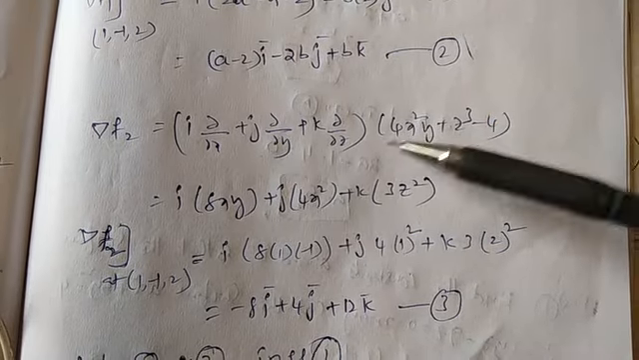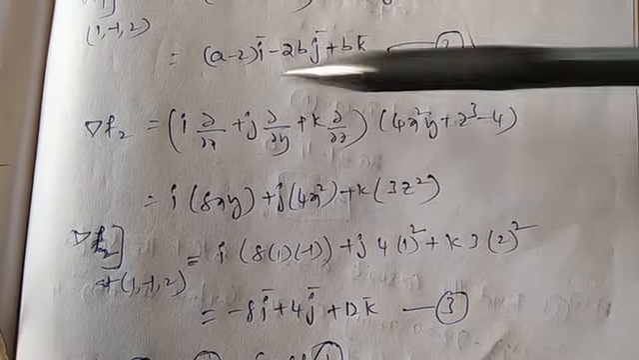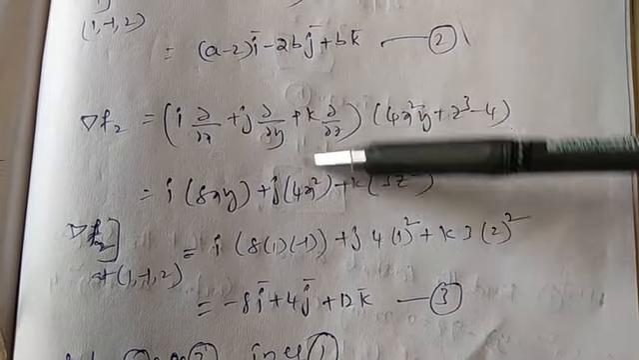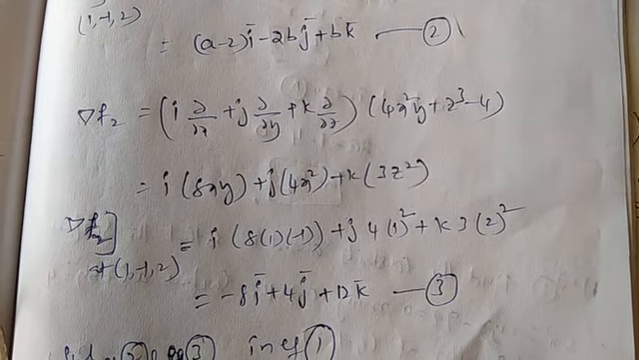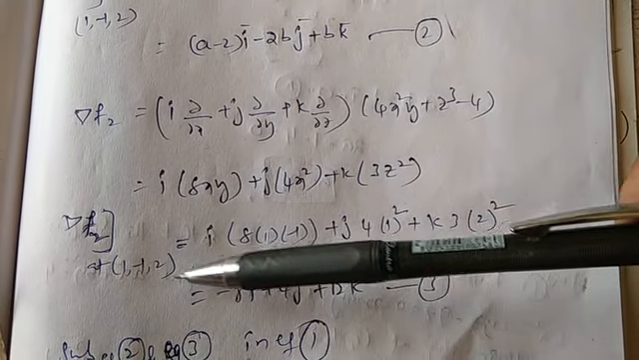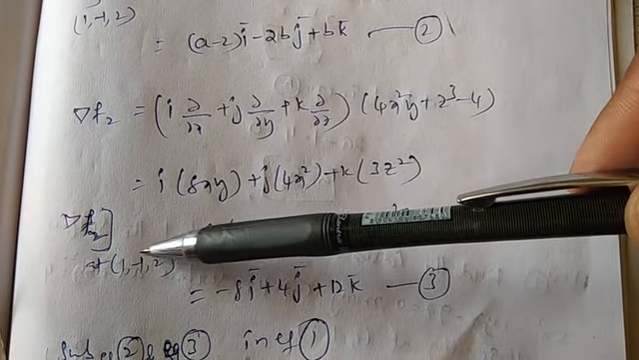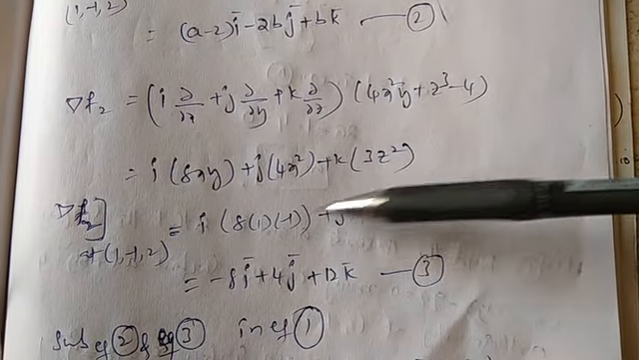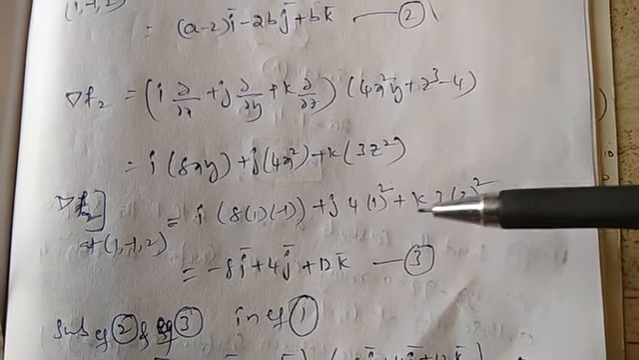Now next, similarly find del f2. Now i into d by dx, here 2x, 2 into 4 is 8xy, j into d by dy is 4x squared, plus k into d by dz, 3z squared. Here the point is 1 comma minus 1 comma 2. Now i into x place 1 and y is minus 1 and z is 2, substitute it. Here you get minus 8i plus 4j plus 12k, equation number 3.